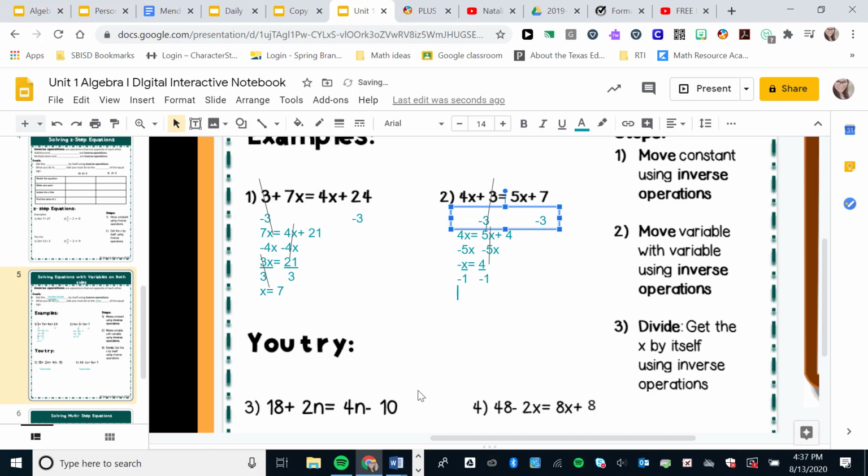Okay? So all that really does is it changes my sign, because 4 divided by negative 1 is the same as negative 4. And if you don't believe me, you can put it in the calculator, but that's the answer that you're going to get. All right, so I've done 2 examples with you.